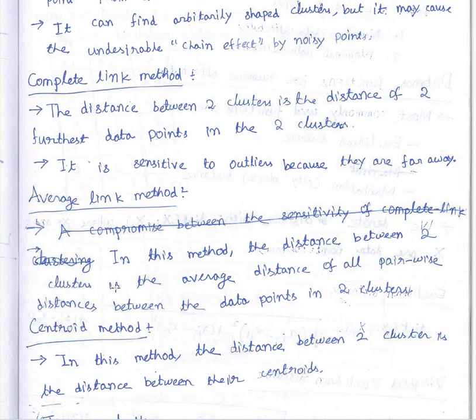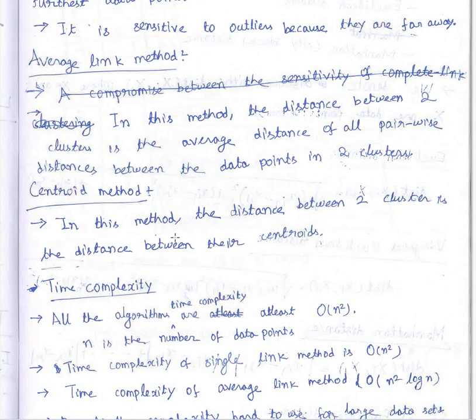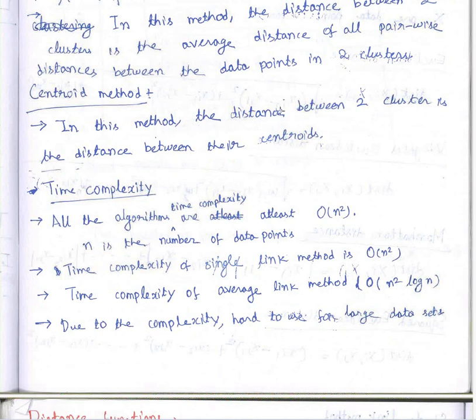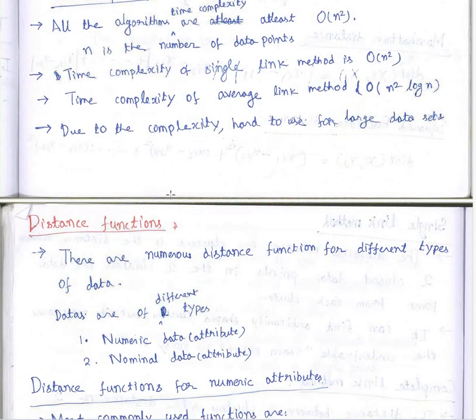Average link method: the distance between two clusters is the average of all pairwise distances between the data points in the two clusters. Centroid method: the distance is the distance between their centroids. Time complexity is order of n square. For the single link method it is order of n square, and for the average link method order of n square log n.